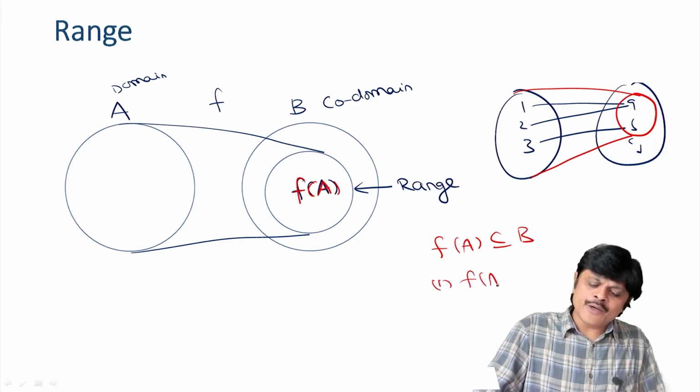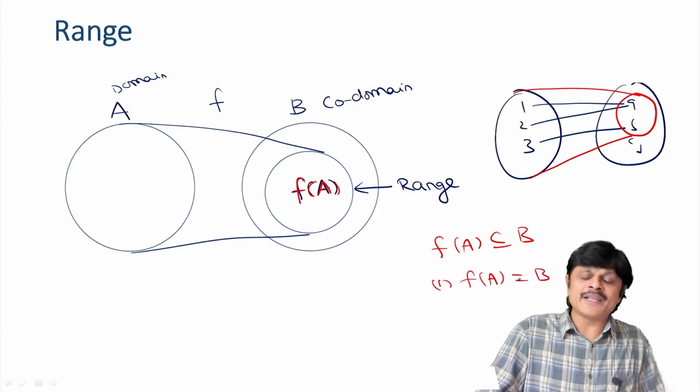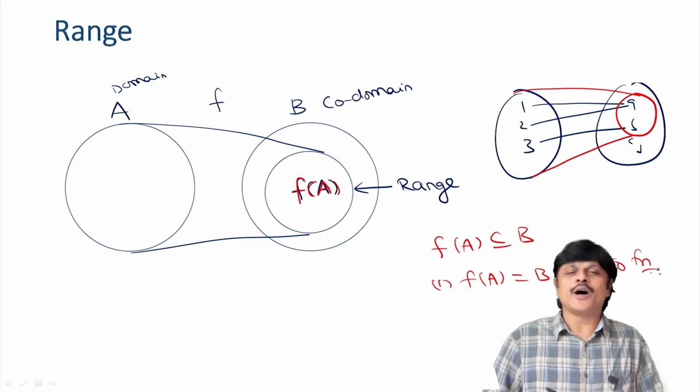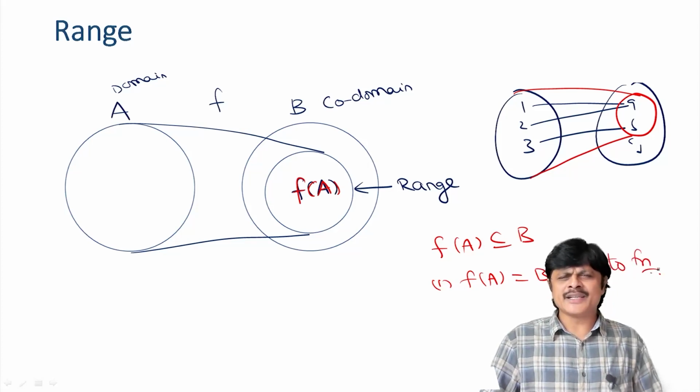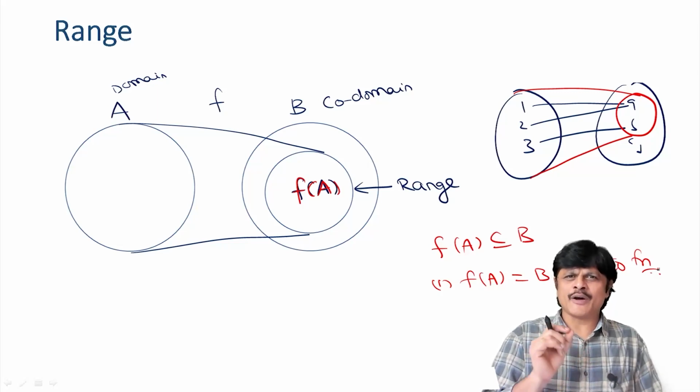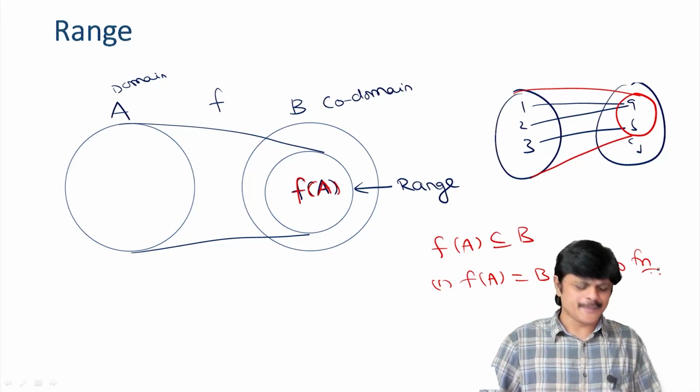And in some cases it also happens that f(A) equals B. Then we call it an onto function. So that is it, these are the definitions. Let us simply write down the definitions for onto functions and one-one functions, and we try to understand what is bijection, and how to find the inverse of a function.